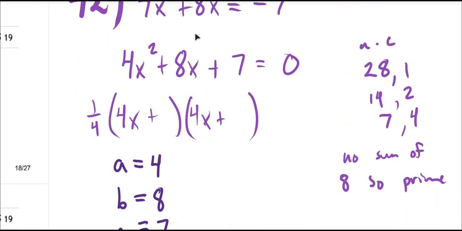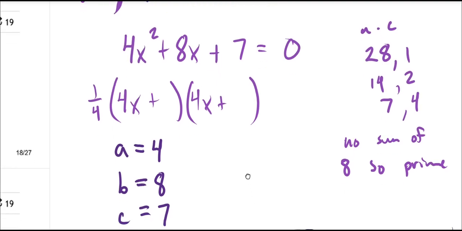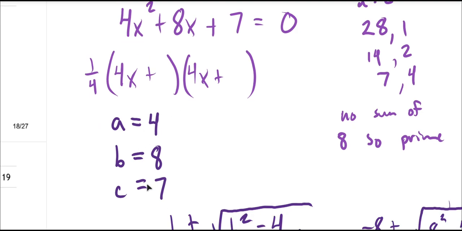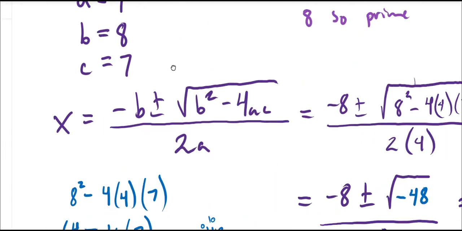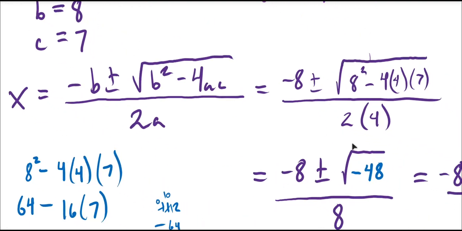I stand by, even in the case where you have a non-monic polynomial, it's easier to use a factoring method than it is to bust out the whole quadratic equation, especially if they ask you to factor it and not solve some equation. Anyway, moving on. A is equal to 4 here, B is 8, and C is 7. And plugging that into the usual formula, we have the following.